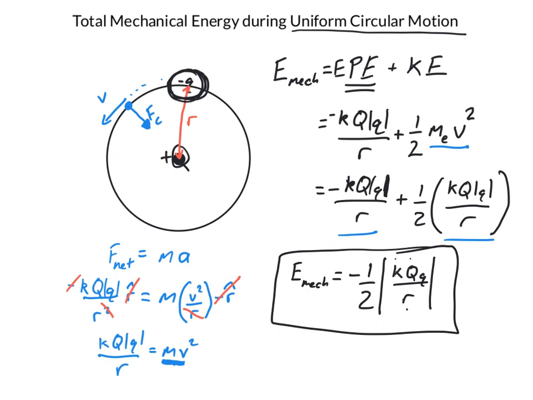Okay, so there you have it. Based off of how far away masses are and charges are as they're in circular motion with each other, they have this much total mechanical energy. That includes their electric potential energy and their kinetic energy. That's it.